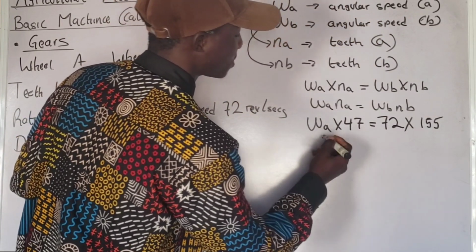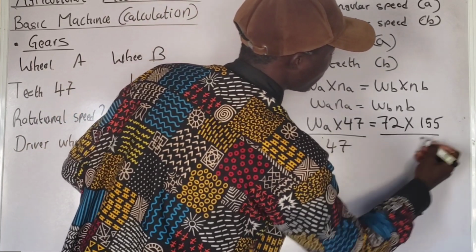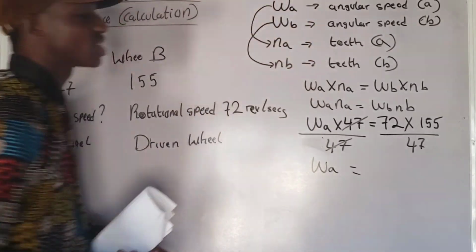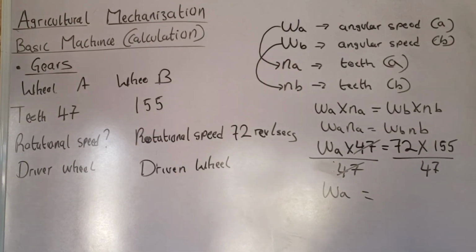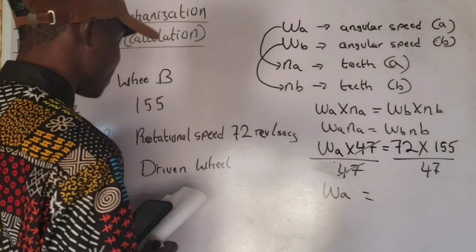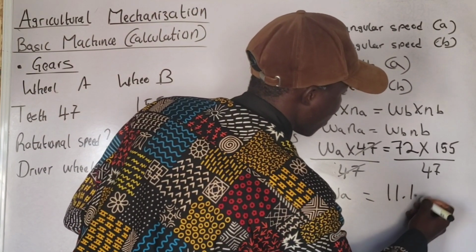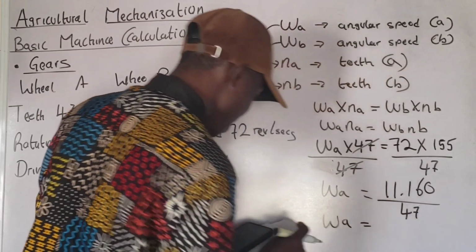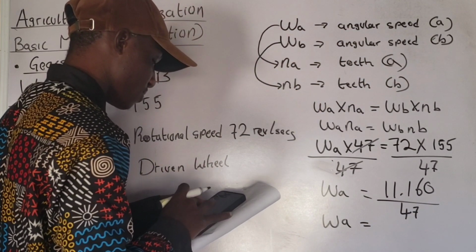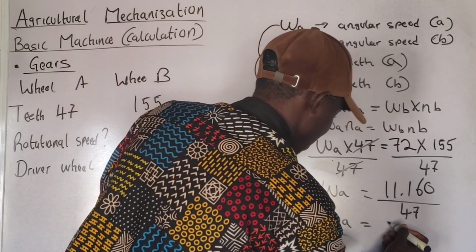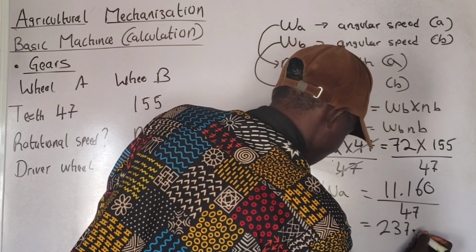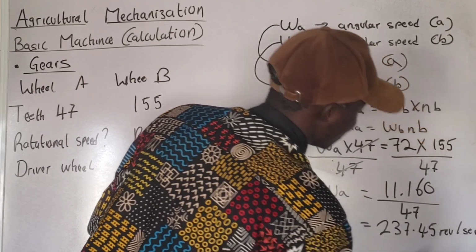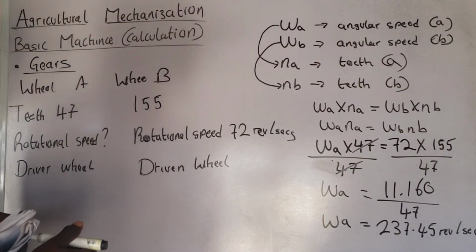Okay, for this I'm going to have WA. Now let's divide both sides by 47. This over 47 and this over 47. So I'm going to have WA, which is the rotational speed of wheel A, equals 72 multiplied by 155. That is 11,160 divided by 47. So the angular speed of wheel A equals this divided by 47. That is 237.45 revolutions per second. You understand? So that is the rotational speed or the angular speed of wheel A.